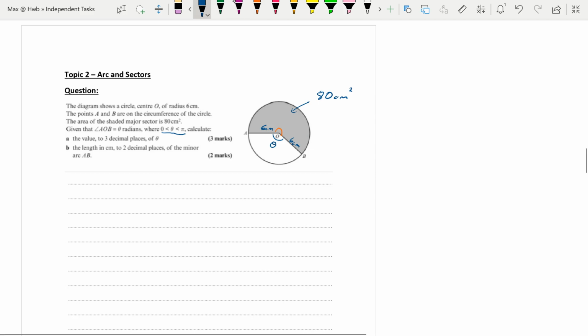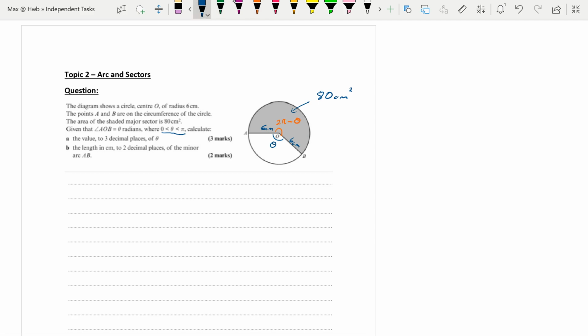So the first thing I need to do is find theta. Now, the issue is obviously I don't know much about this minor arc, but I do know about the major arc. But I can work out what this orange angle is. A full turn would be 2 pi. So I'm going to have 2 pi minus theta. Okay, so I've formed a little equation there.